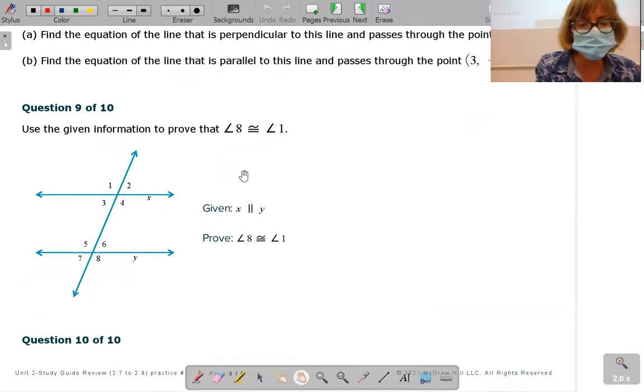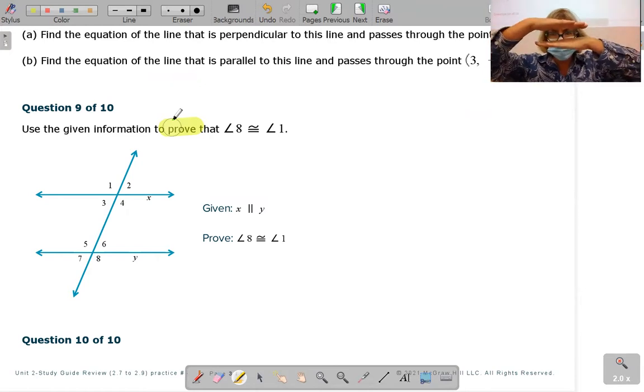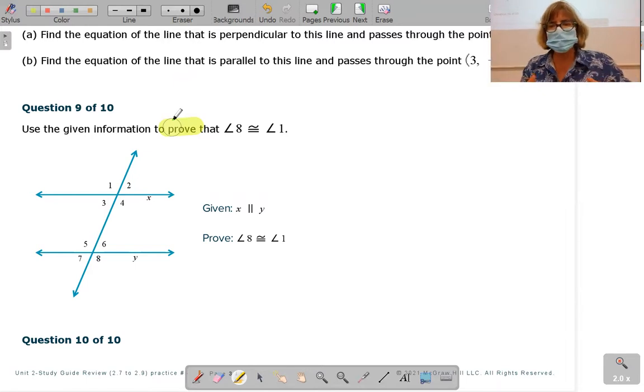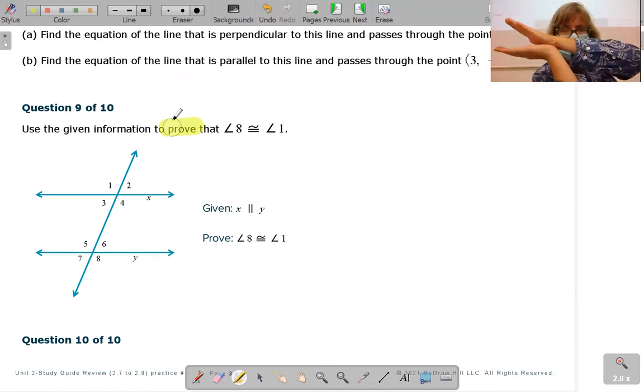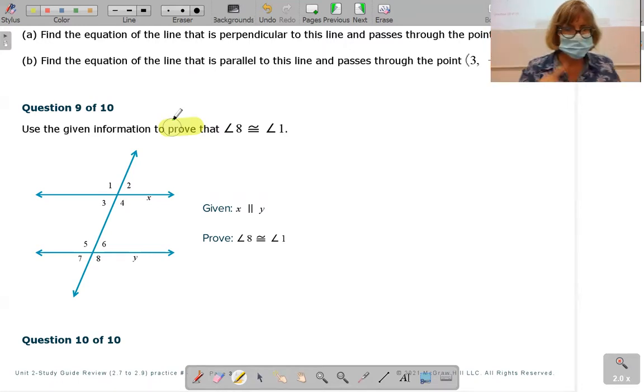Nine and 10 are proving parallel lines. So 9 and 10 are read like this. Remember, we first learned this: if lines are parallel, then you have a bunch of different kinds of angles that are congruent or supplementary. Proving parallel lines says, if you have these kinds of angles, then the lines are forced to be parallel.